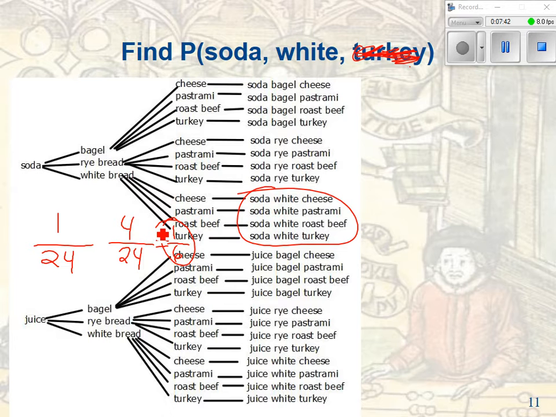So if we were walking around this store being some kind of weird person looking at people who picked the soda and white bread for whatever reason, about 1 out of every 6 people would probably pick something like that.